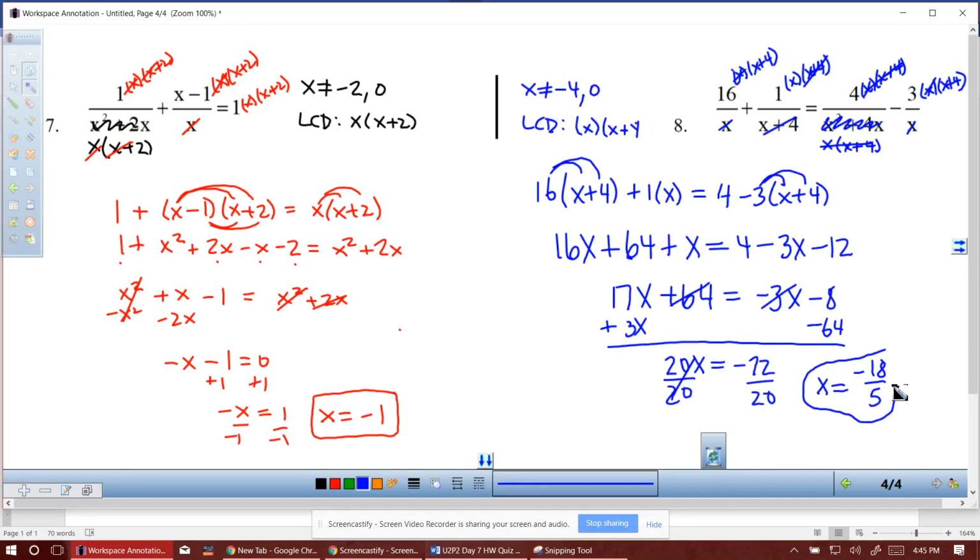And there are the problems for the practice quiz. I hope it helps to see them worked out again in a little more detail, and good luck on the quiz tomorrow.